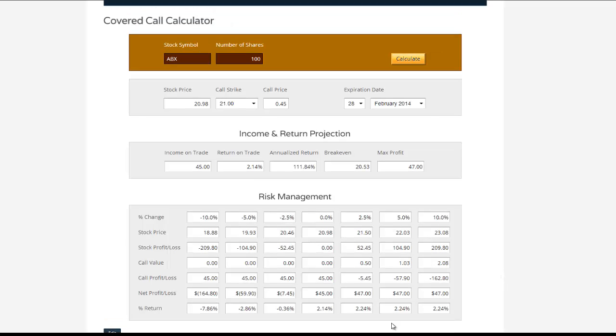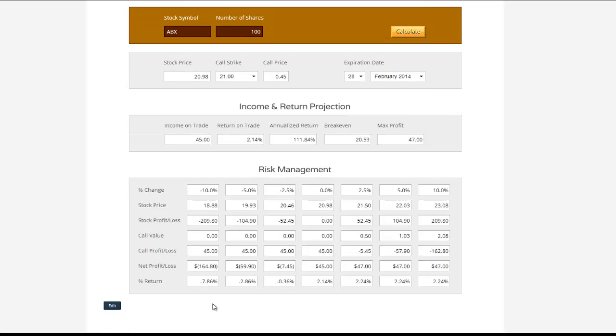The other part of this is the different profit and losses for the call, overall trade, and then obviously our percent return on the entire trade, including the covered call that we wrote and the appreciation or loss in the stock. So one thing to point out real quick is if the stock goes nowhere, 0%, we're going to realize 2.14% on this trade. If it increases big throughout this 7-day period, we'll max out at 2.24%.